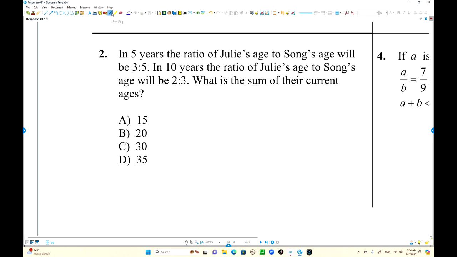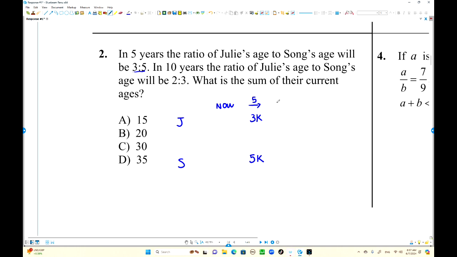In 5 years, the ratio of Julie's age and Song's age will be 3:5. So this is Julie and Song's current age, and in 5 years they're going to be 3:5. So we can define their ages as 3k and 5k, using some letter k. Anyway, we're going to decide the value of k.